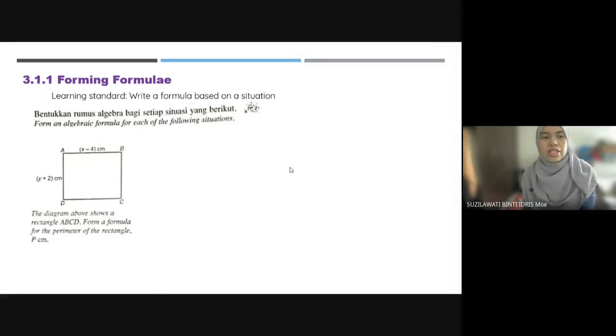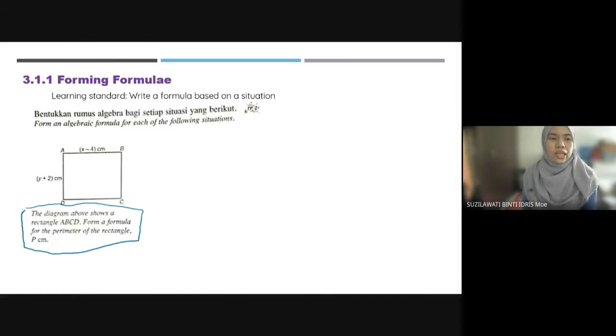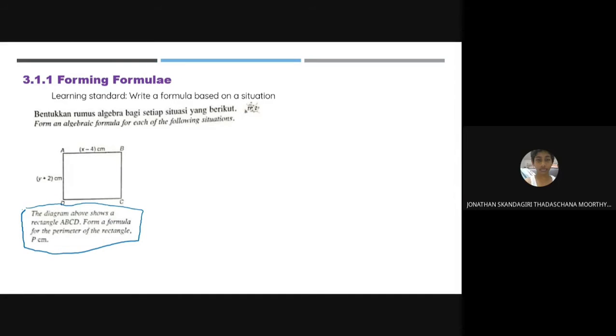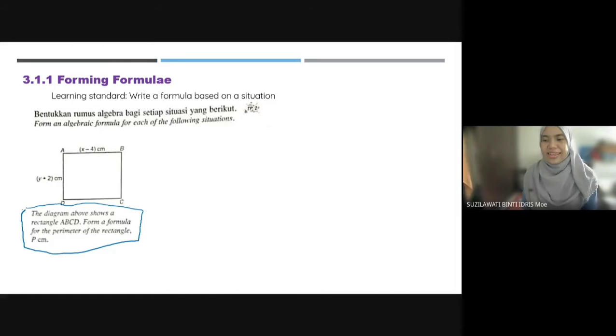The situation here is the diagram above shows a rectangle ABCD. Form a formula for the perimeter of the rectangle, P cm. Look at this statement that I read for you. Which one is the subject of formula? P, teacher. P. Yes, good. P is the subject of formula. So we put P in front, on the left side.